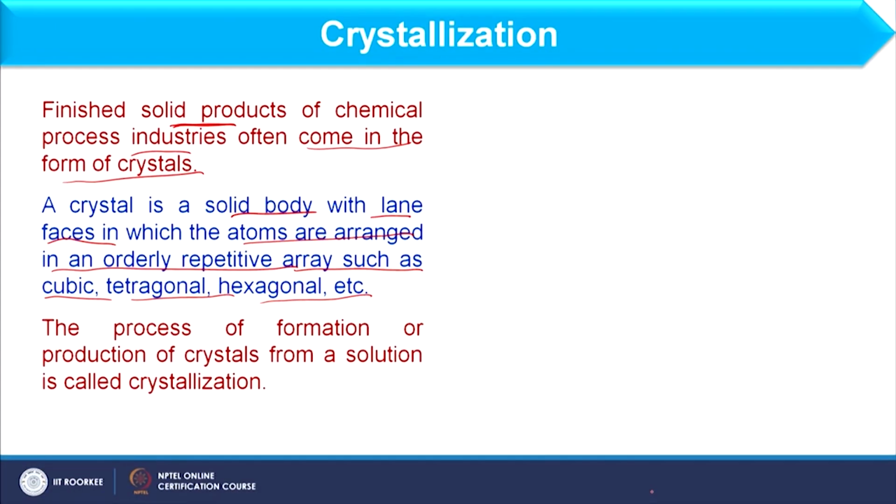Okay, and that array may be a cubical shape, a hexagonal, octagonal, or any other shape, but that shape is very definite. Okay. So what is basically crystallization? Crystallization is the process of formation or production of crystals from a solution. We consider that as crystallization. So basically when the feed is available, it is in the form of a solution, but the product is in the form of a solid. Okay. So that we consider the crystallization process.